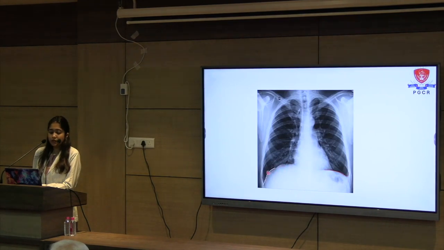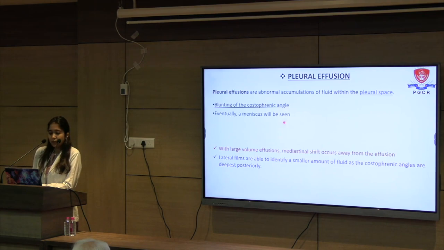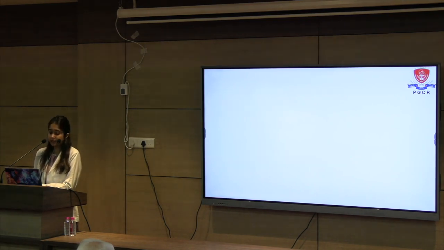Now this is the normal costophrenic angle, and in this the right side is normal, and in the left we can appreciate the costophrenic angle is blunt. So whenever we see that the costophrenic angle is blunt, there are two differentials: either it can be a pleural effusion or it can be pleural thickening. Now with a large pleural effusion, we can appreciate the mediastinal shift away from the effusion, and in the lateral frames, we can identify a smaller amount of fluid as the costophrenic angle is deepest posteriorly.